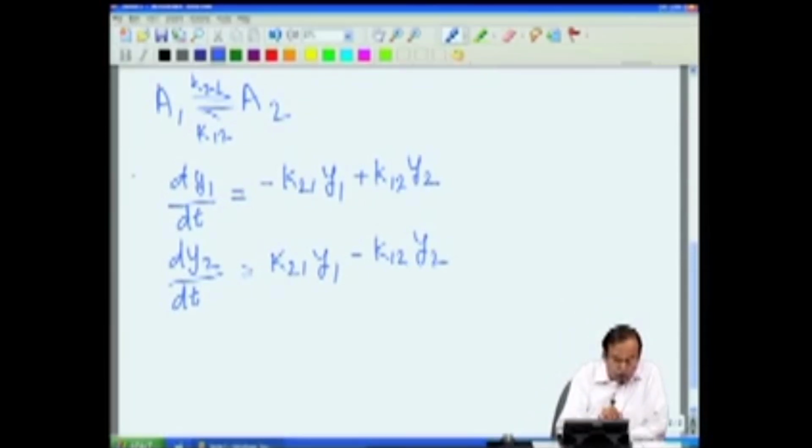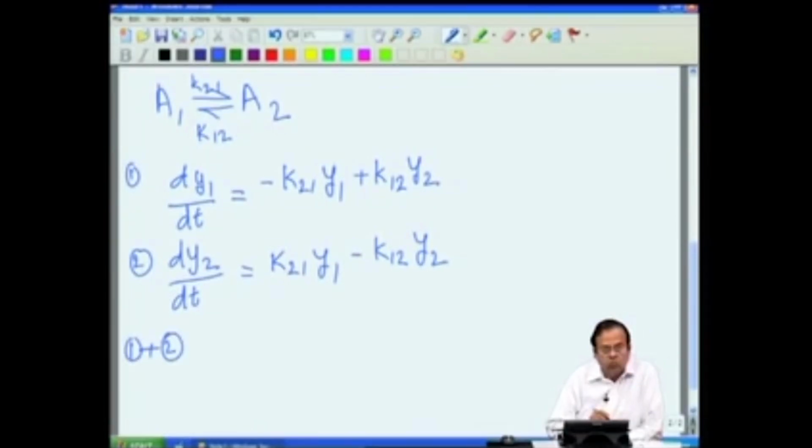So, we have these two reactions, two mass balances 1 and 2, and let us play around with this mass balance a little bit. So, we will add 1 and 2. If we add 1 and 2, what do we get?